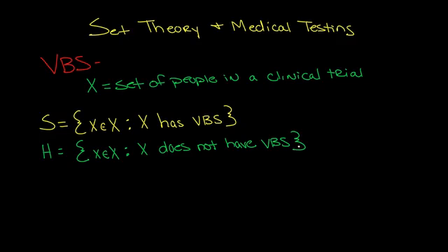Okay, so now let's note that X is equal to S union H, because you either have VBS or you don't. It's a bit of an idealized world where we have good diagnoses. And notice that S intersect H, therefore, is the empty set, because there's no one who both has it and doesn't have it. In some sense, the whole point of medical testing is to figure out whether you're in S or whether you're in H. Let's think about what the test tells us.